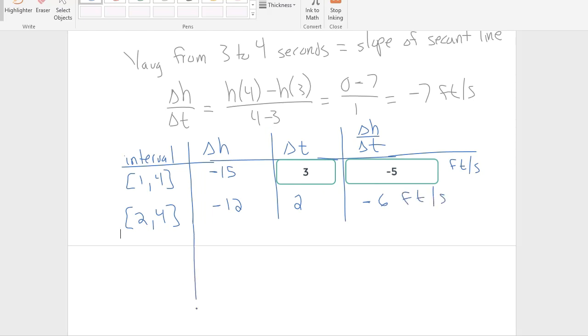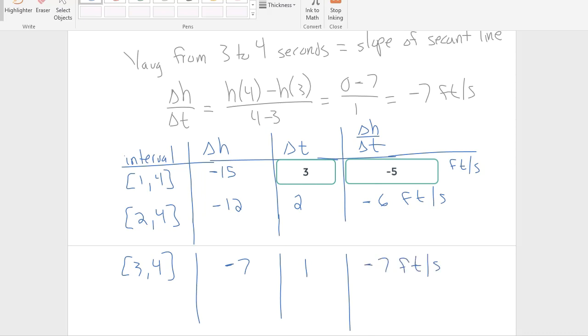Then the next value we had, let me continue on here. So we had the interval from 3 to 4 seconds. From 3 to 4 seconds, we can see up here, we had 0 minus 7, which was negative 7, and 4 minus 3, which was 1, and we ended up with negative 7 feet per second.